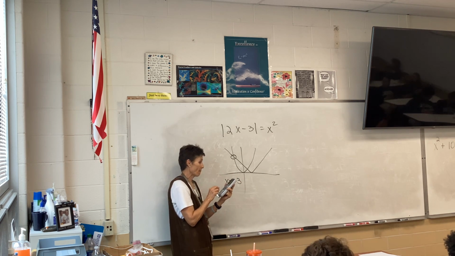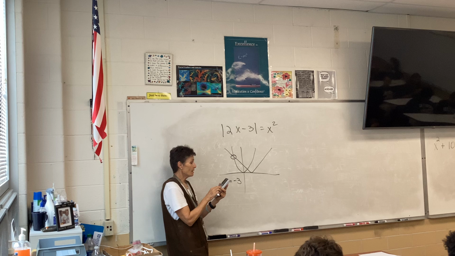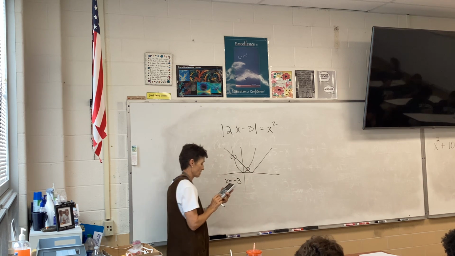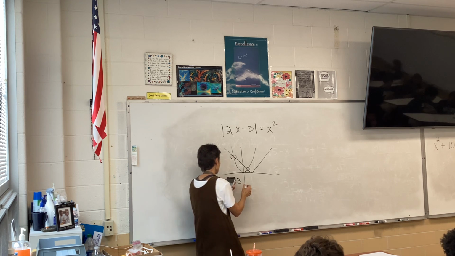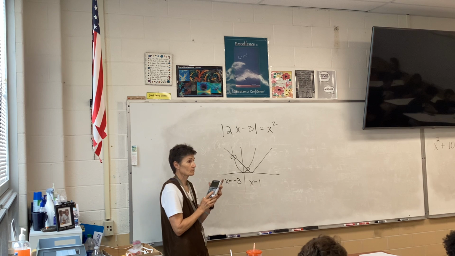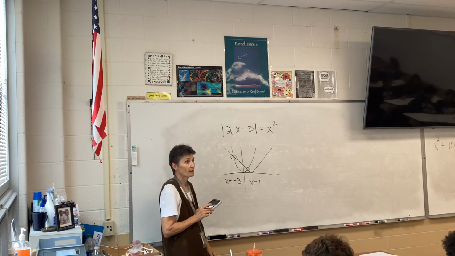I'm solving. Okay, so second calc intersect, starting over again. But now I'm going to surround this point. So move your cursor on each curve, so it's on either side. And that one came out to be x equals 1. So those are the solutions to that equation.